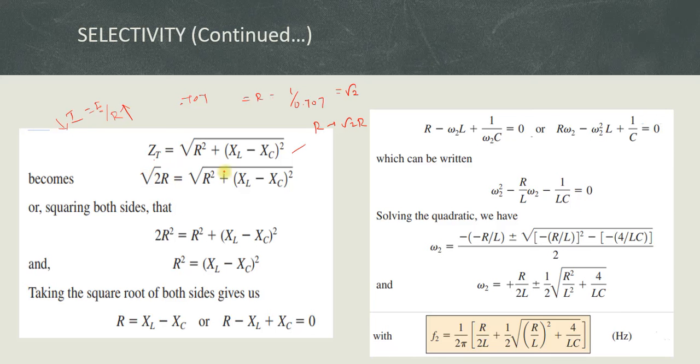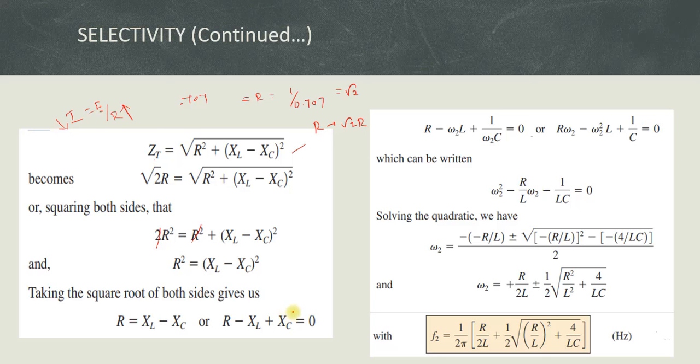Now squaring on both sides and rearranging this equation, 1/R² and 1/R² cancel, so that R² equals (XL − XC)². Taking the square root on both sides and rearranging, R equals XL − XC, or R − XL + XC equals 0. Now you replace XL and XC with ωL and 1/ωC.